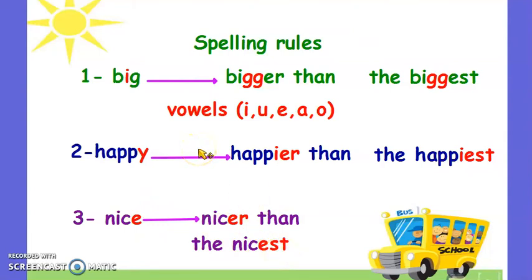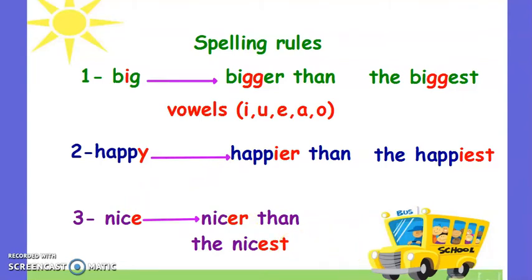So, again, rule number 1, if we have a vowel before the last letter, we double the last letter. إذا كان في عندنا حرف علة قبل الحرف الأخير بنضاعف الحرف الأخير. Rule number 2, if we have the letter Y, the last letter وسبقه حرف صحيح, we change Y to I and we add ER or EST. بنحول الY لI وبنضيف ER أو EST. Rule number 3, if we have E, the last letter is E, we drop the letter and we add ER or EST. إذا كان في عندنا حرف E آخر الصفة نسقطه أو نحذفه and we add ER or EST.